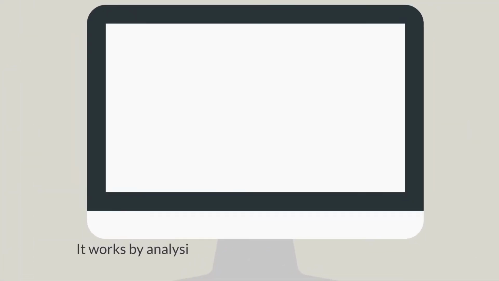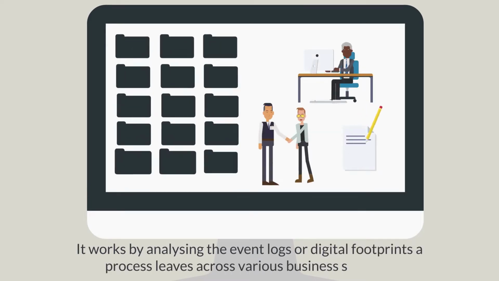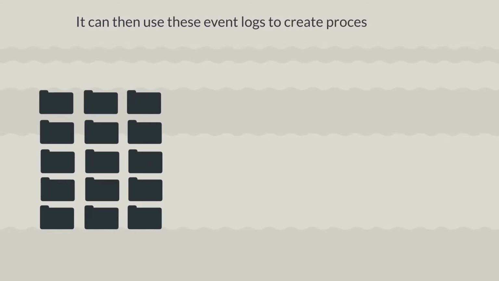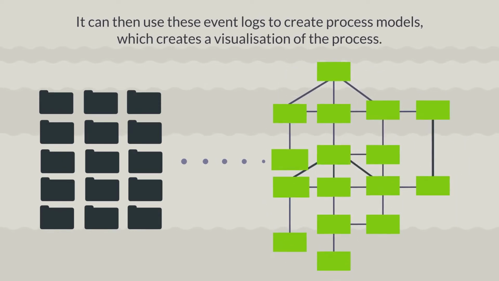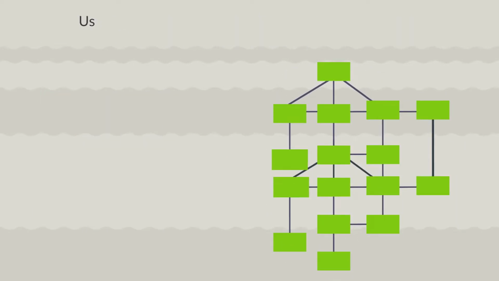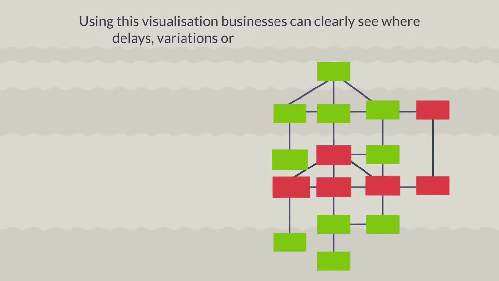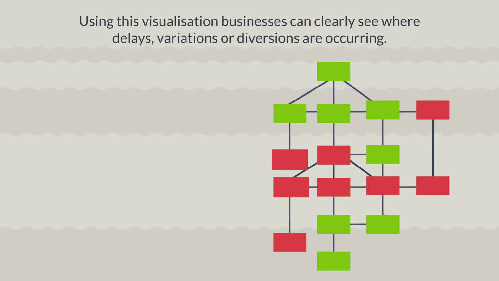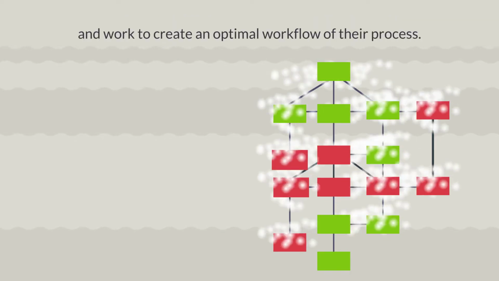It works by analysing event logs, or digital footprints, that a process leaves across various business systems. It can then use these event logs to create process models, which create a visualisation of the process. Using this visualisation, businesses can clearly see where delays, variations, or diversions are occurring, and work to create an optimal workflow of their process.